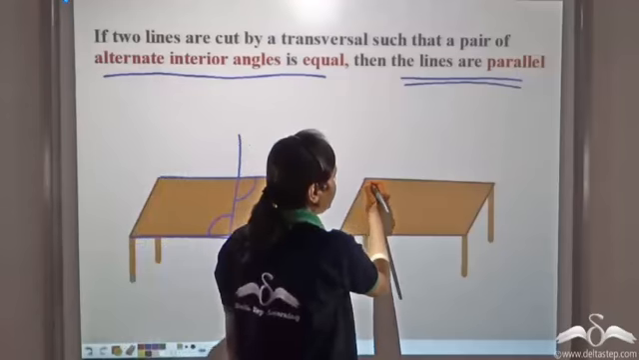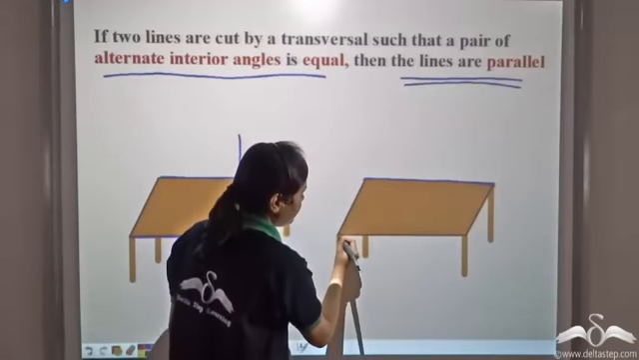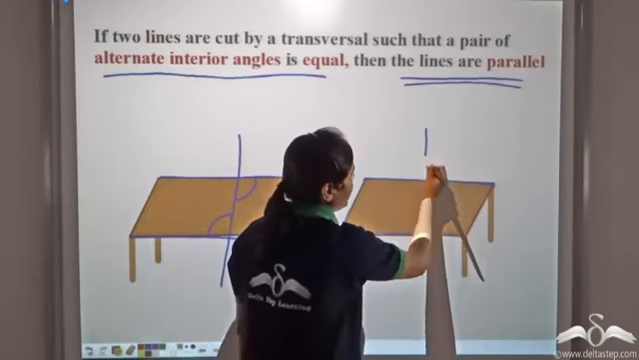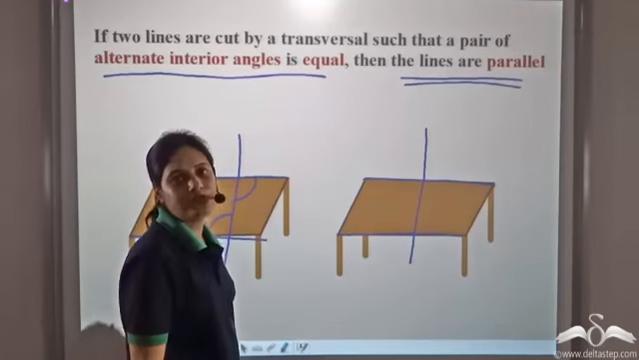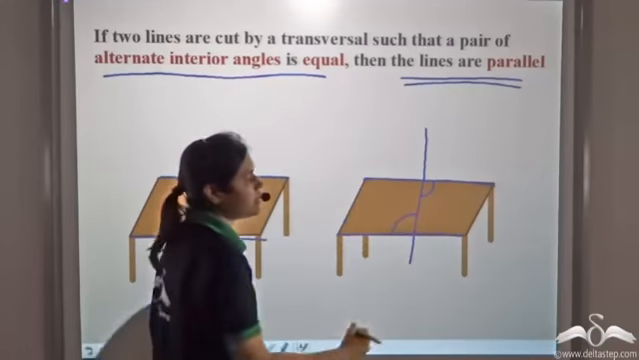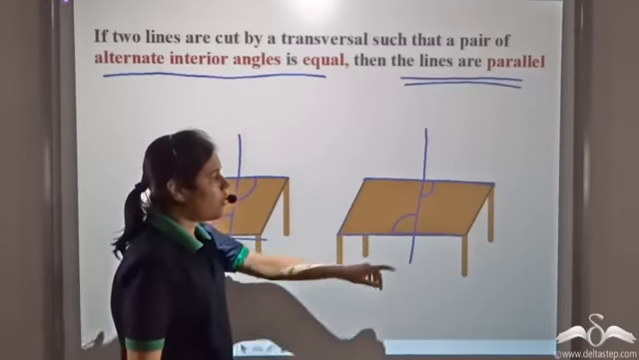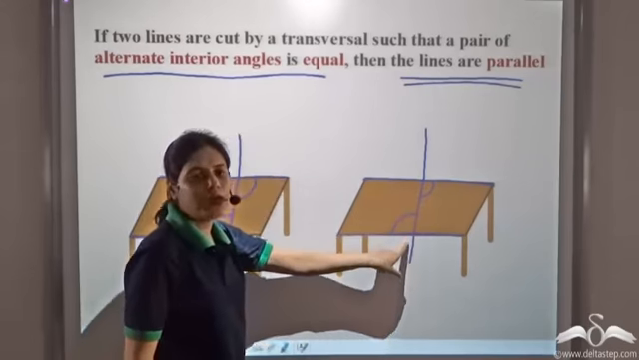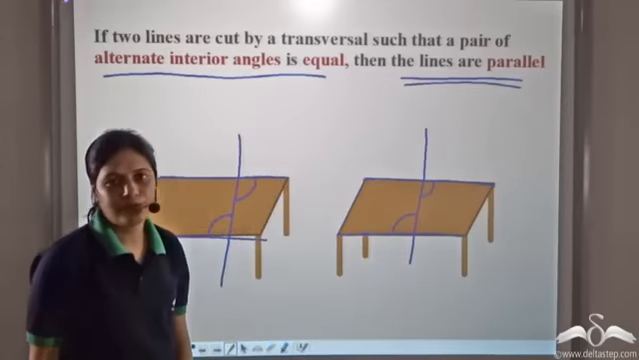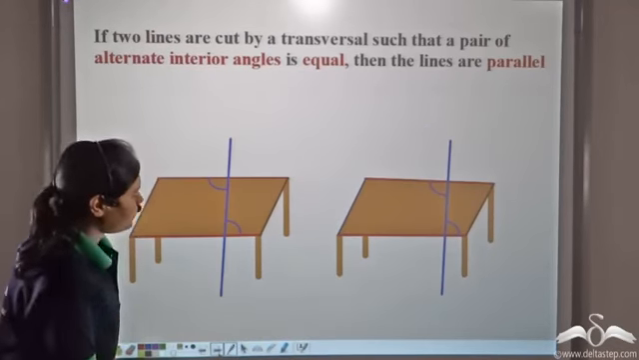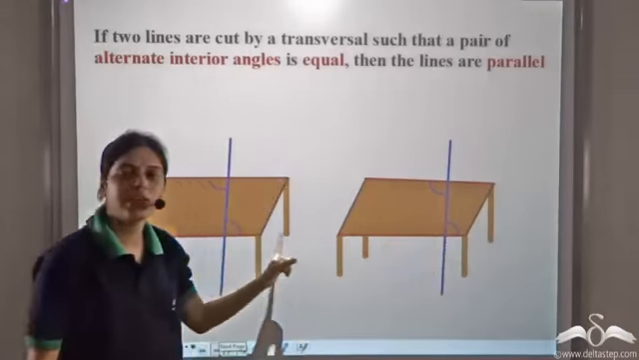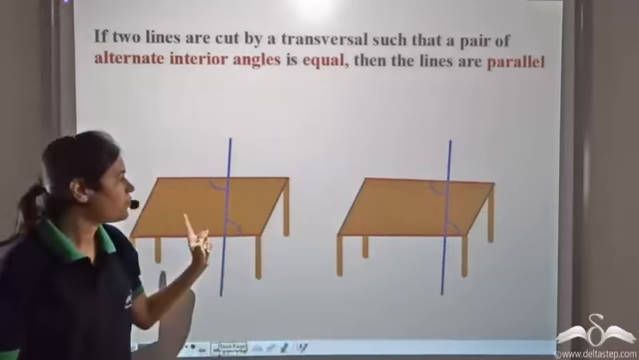Similarly, if we consider this line and this line, we intersect them with a transversal. We mark out the alternate interior angles. Now, if these two angles are equal, then we can say that these two lines are parallel. So, we need to check for alternate interior angles in both the cases.